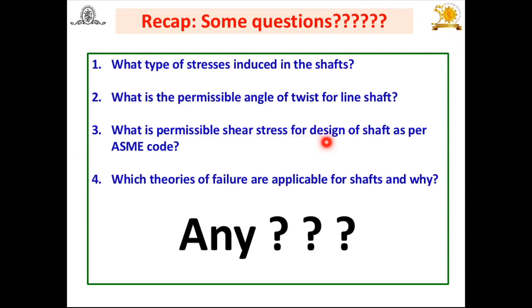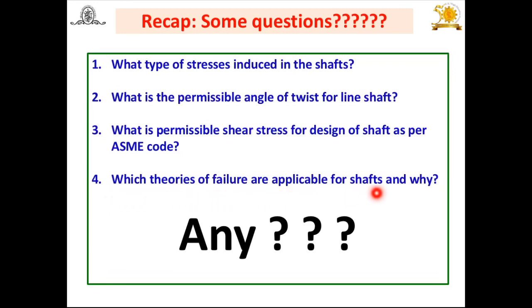What is the permissible shear stress for design of the shaft as per the ASME code? According to the ASME code, tau max is equal to 0.30 SYT and tau max is equal to 0.18 SUT, whichever is minimum, that is the permissible shear stress. And if the keyway effect is considered, again this value is reduced by 25%. That means 0.30 SYT or 0.18 SUT, whichever is minimum, further multiplied by 0.75, that is the permissible shear stress that we are going to use in the design of shaft.